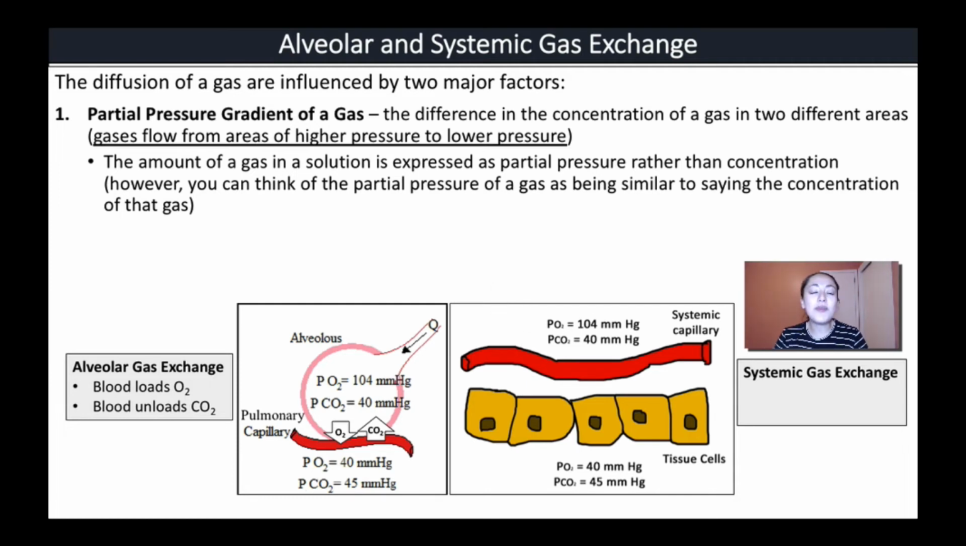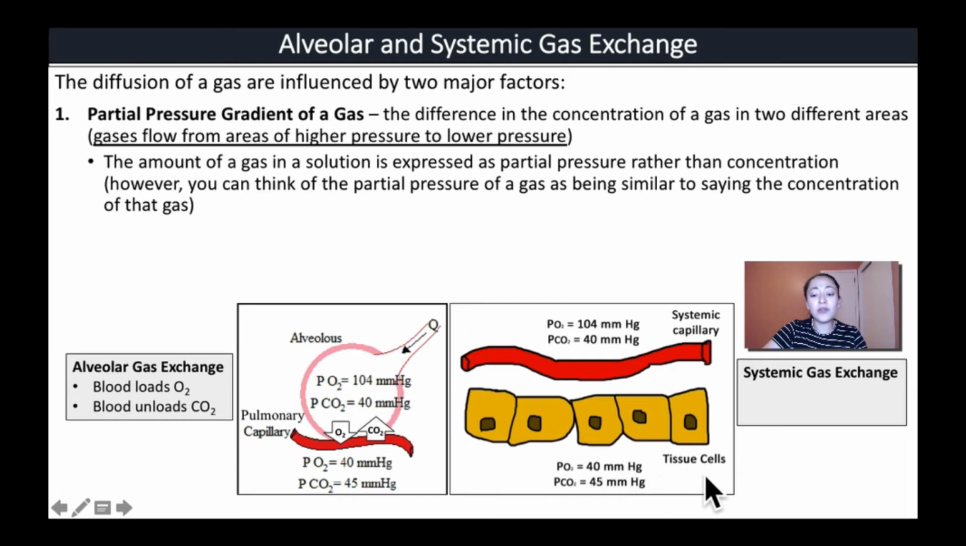Let's see what's happening at our systemic gas exchange areas. Remember, systemic gas exchange is between the systemic capillaries and the tissue cells. The systemic capillaries are pretty saturated with oxygen because this is blood that has come from the lungs. It's already picked up a lot of oxygen. So the partial pressure of oxygen in the systemic capillaries is about 104 millimeters of mercury, whereas the partial pressure of oxygen in your tissue cells is only about 40 millimeters of mercury.